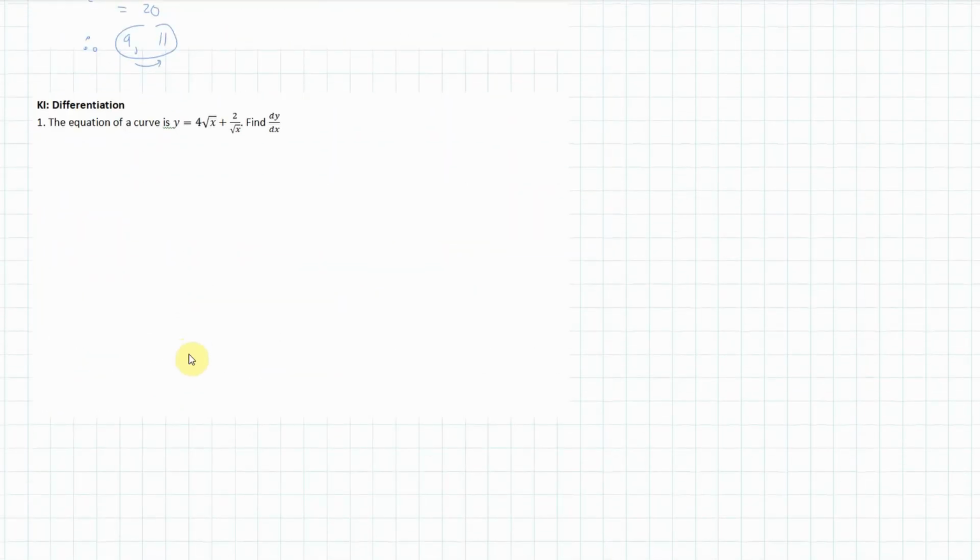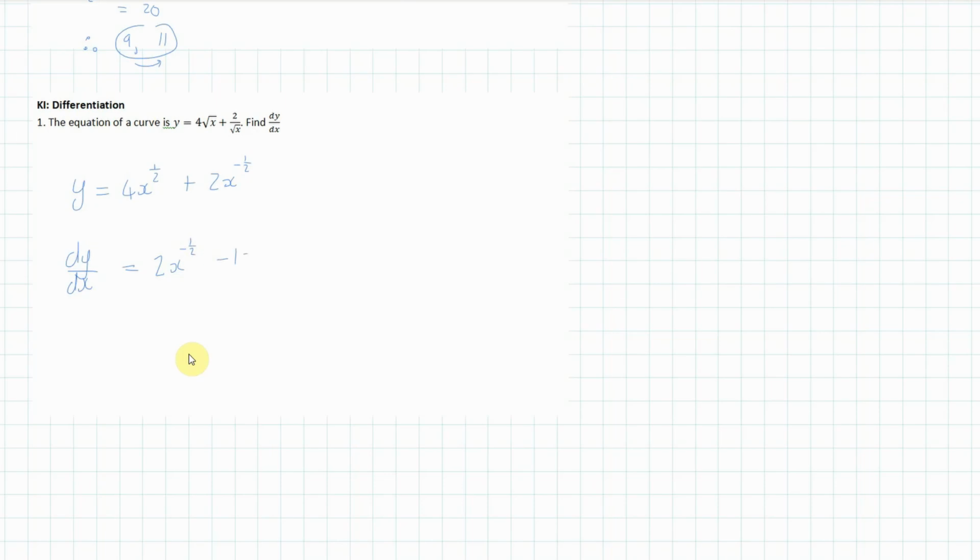We've got to find dy/dx. Okay, so first of all I'm going to write y is equal to 4, and I'm going to rewrite that square root as x to the power of a half, plus, now this square root is like 2x to the power of negative 1/2. Now I want to find the gradient function for this. So I take the power, which is 1/2, I multiply it by the coefficient to get 2, then I drop the power down by 1. Then I take the second one, I multiply that coefficient by the negative 1/2, so I get negative 1.